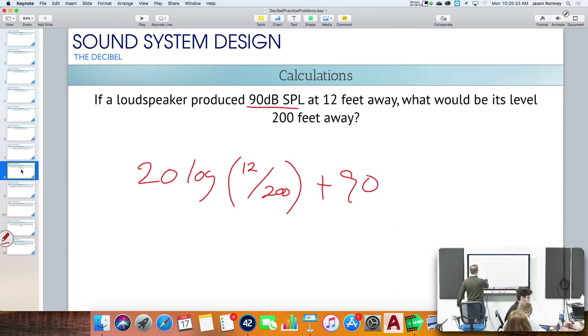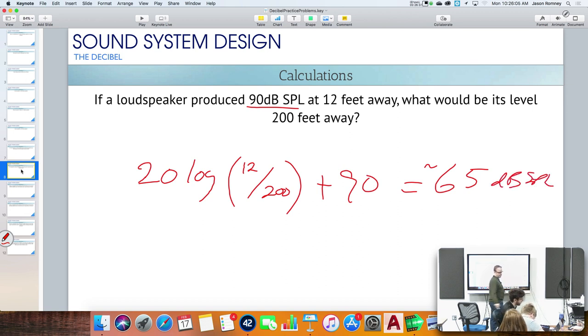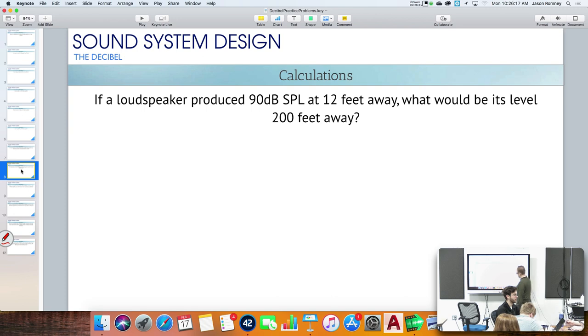So what is 20 times log of 12 divided by 200? Somebody do that. Anyone else get that? Okay, so add 90 to that. So approximately 65 dB SPL, yeah? Something like that? So it gets pretty significantly quieter. Okay, so that one's not so bad.